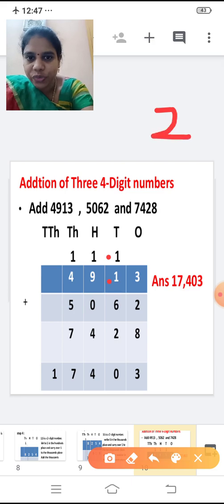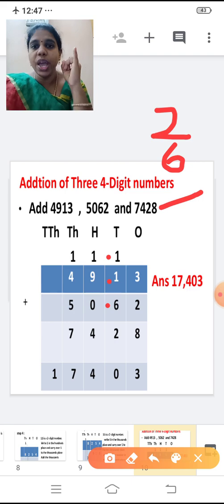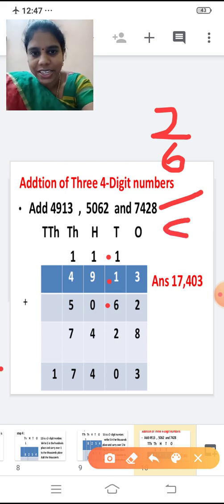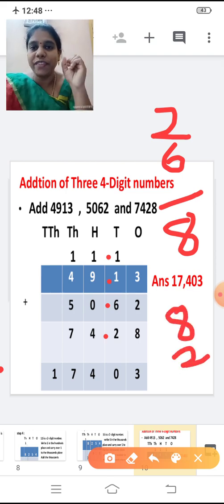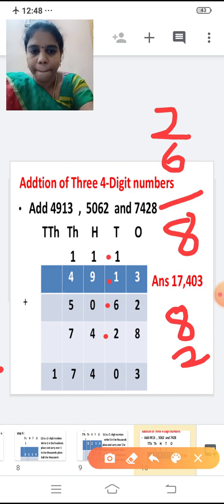With that 2, we are going to add 6 now. 2 plus 6, 2 in the mind. After 2, you are going to add 6 numbers. 2, 3, 4, 5, 6, 7, 8. 2 plus 6 is 8. With that 8, the next number is 2. So 8 plus 2, 8. After 8, 9, 10.